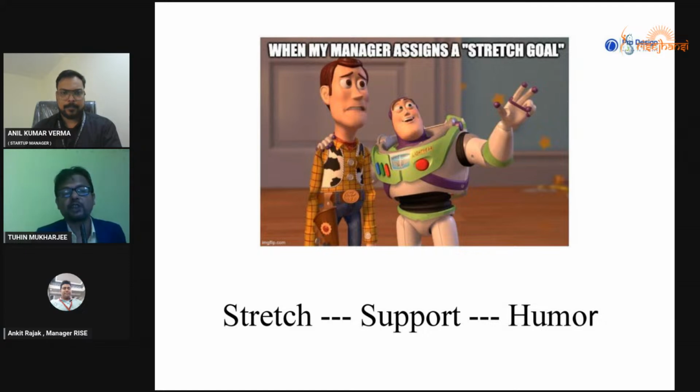Because when the management is giving some stress to do something, there has to be support and there has to be humor. Otherwise, it will not come in the way that we are actually planning. So design thinking is very important in that way. It's a kind of stretch, support, and humor, and the organization needs to understand it very well. So design thinking is playing a very important role to change the culture of the organization also.